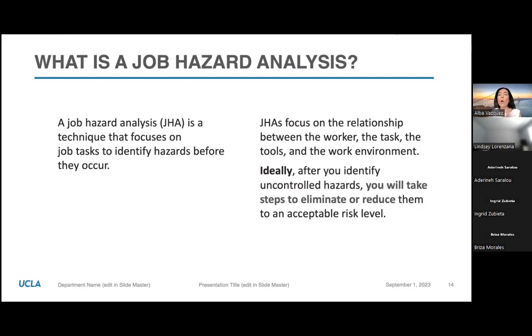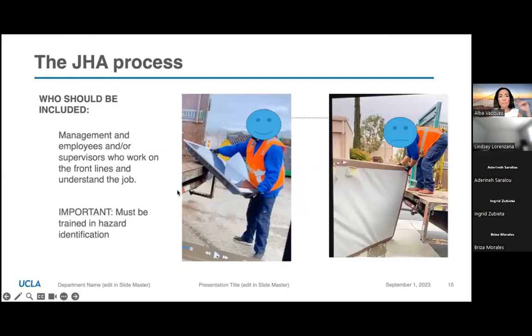The whole goal of this analysis is to eliminate, or at least reduce under the PEL, or to an acceptable risk level, that particular hazard that you were able to identify, so that there is no injury and no illness. So the process: who should we include? When we are doing a job hazard analysis or a job safety analysis, and I'm using them interchangeably, we include management, the supervisor, the lead person, and we say, I need you, you know what you're doing, you know why you do this.